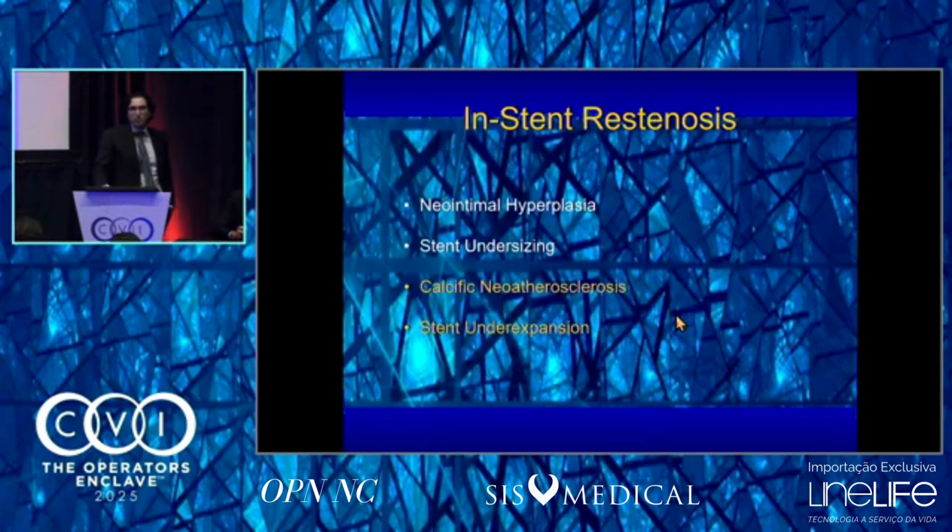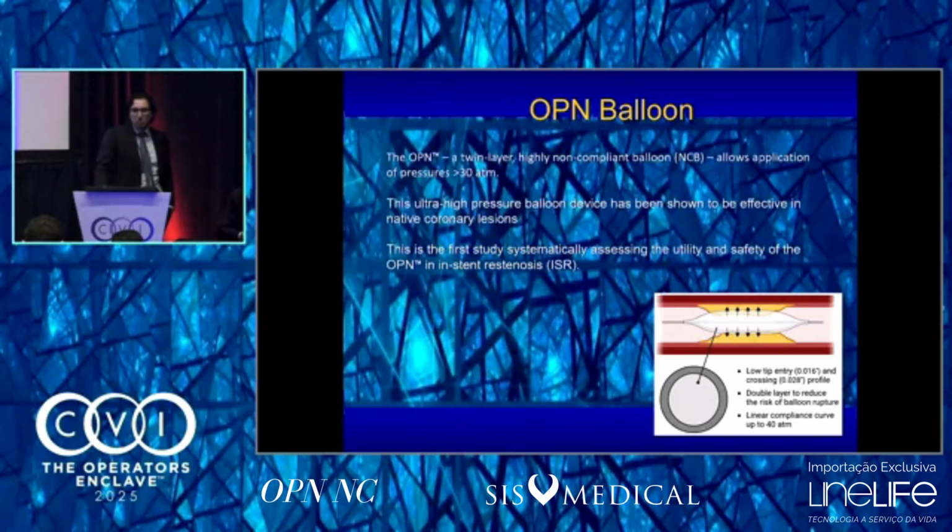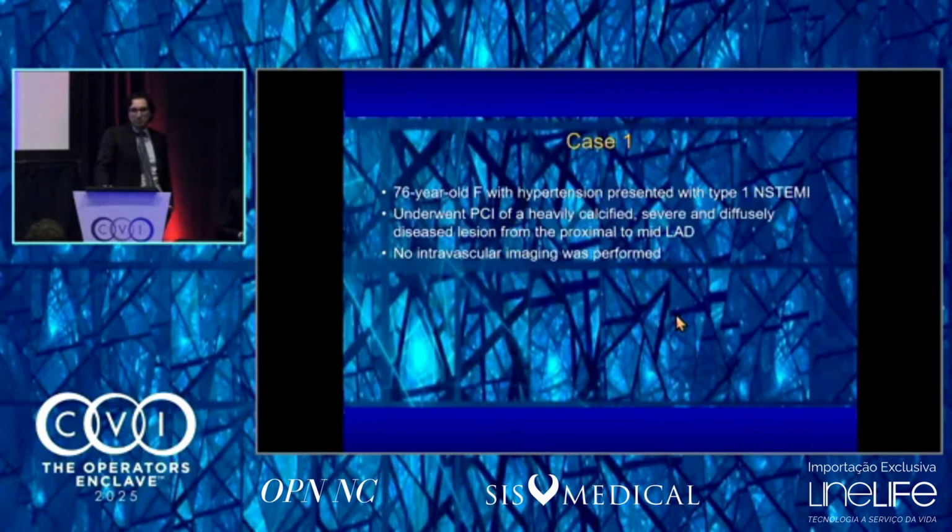There are 4 mechanisms for in-stent restenosis, specifically neointimal hyperplasia, stent undersizing, calcific neoatherosclerosis, as well as stent underexpansion. The latter two is where I feel the OPN balloon really shines. So the OPN balloon is a twin-layer, highly non-compliant balloon, and it allows application of pressures of greater than 30 atmospheres. It's been shown to be effective in both native vessels as well as in-stent restenosis.